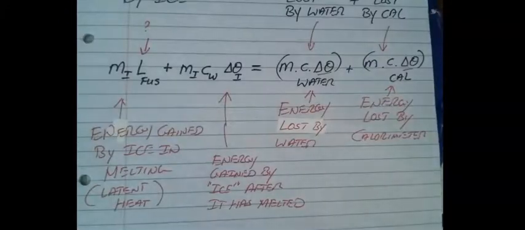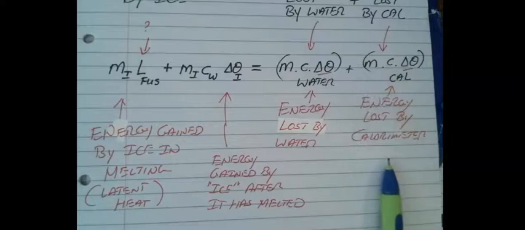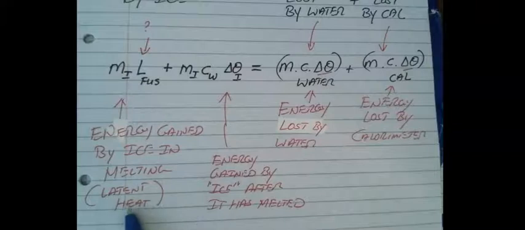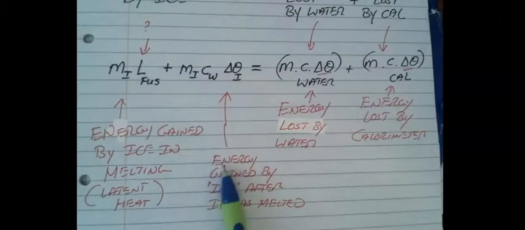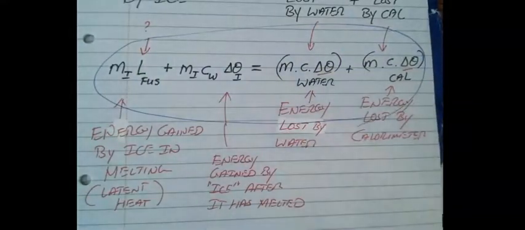So this formula you will have to learn and memorize, because anytime a question on this topic comes up, they will clearly ask you to use it. The energy lost by the water plus the energy lost by the calorimeter will equal the energy gained by the ice in order to melt, and that energy, as we said earlier, is known as latent heat. After melting, the ice gains a little bit more energy, and this is the energy gained by the ice after it has melted. We will see how this formula is used shortly in a question, but it's your job to go and memorize it.